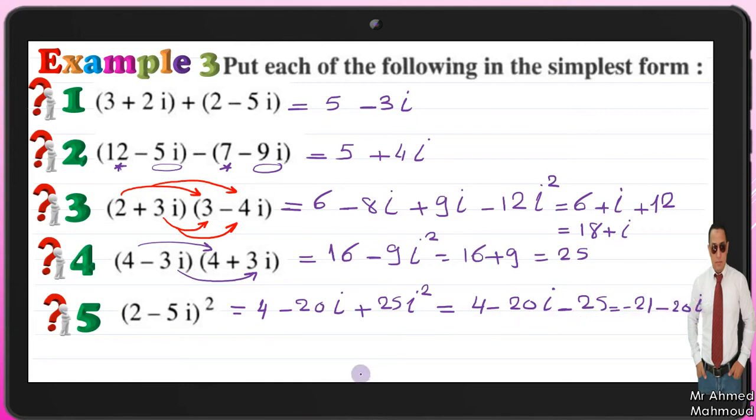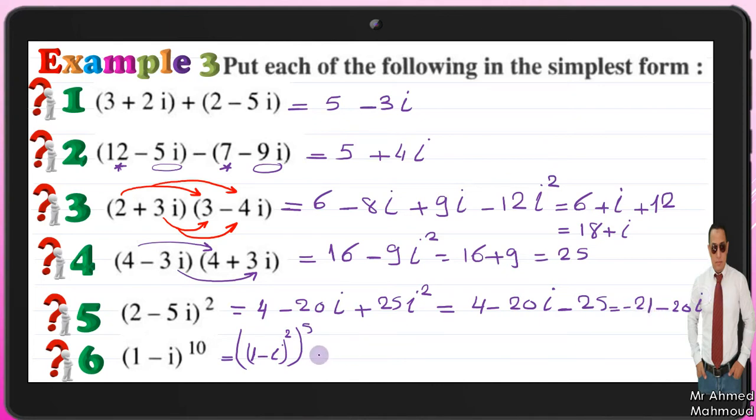Okay, number 6: (1 minus i) to the power of 10. Now this one, I will change 10 into 2 times a number. 10 here equals 2 times 5. It will be (1 minus i) to the power of 2, all to the power of 5. Then I will simplify (1 minus i) to the power of 2, then raise the result to the power of 5.